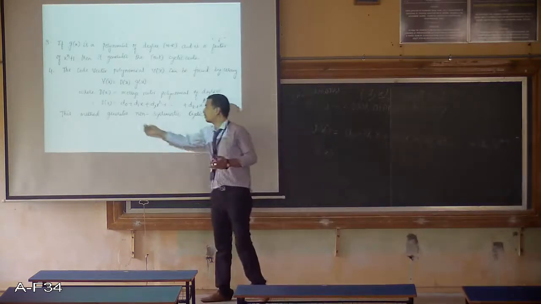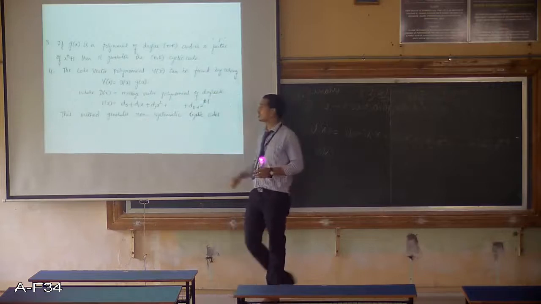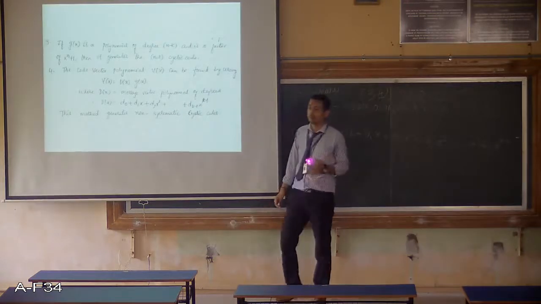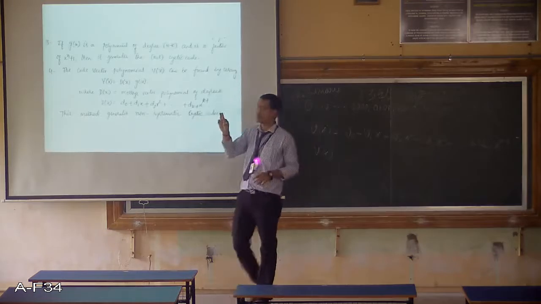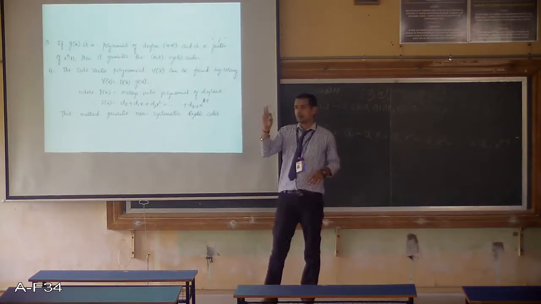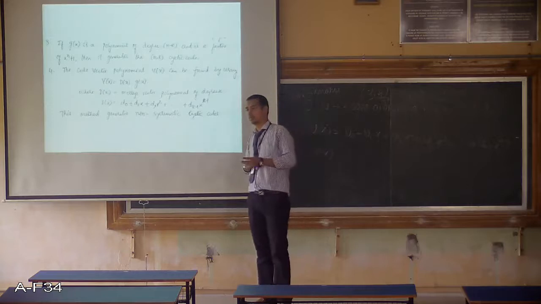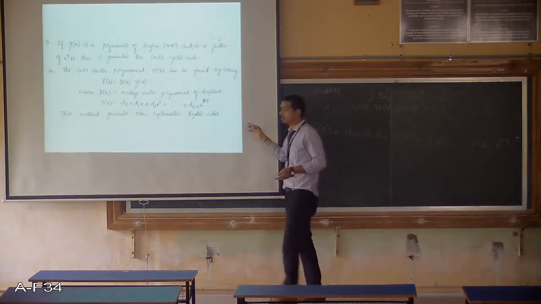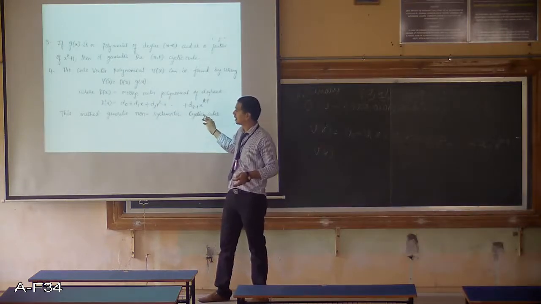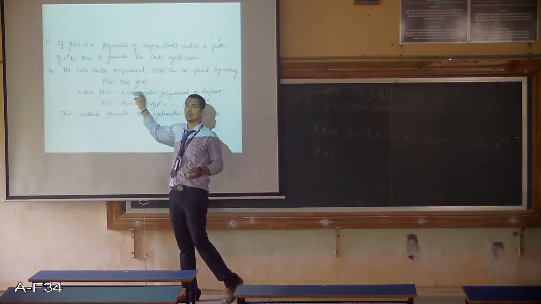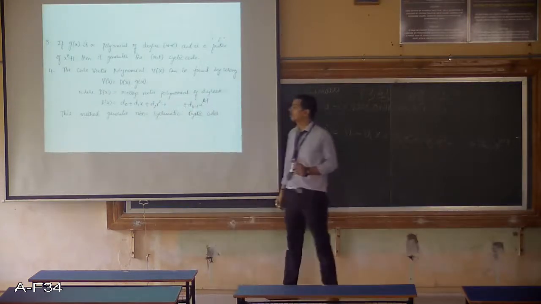This is very important: non-systematic cyclic codes. We have two types of binary cyclic codes here. One is systematic cyclic codes, and the other is non-systematic cyclic codes. In order to generate a code vector for non-systematic cyclic codes, we need this equation, that is, v of x is equal to d of x into g of x.